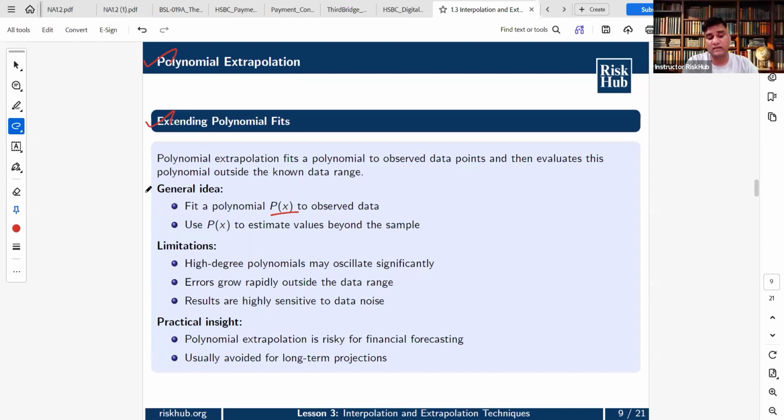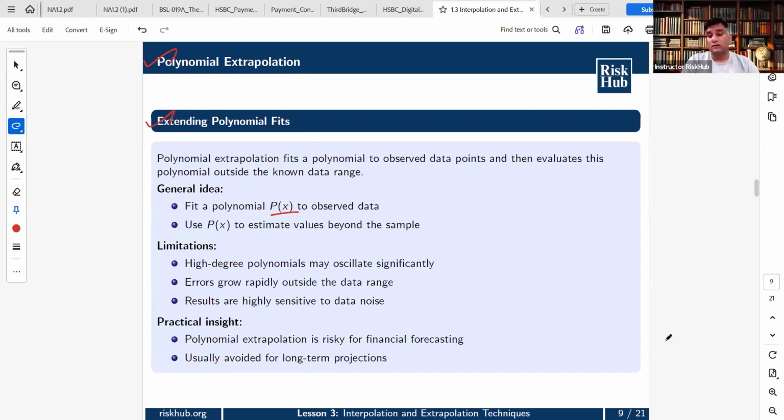Why? Because markets can have different things. If the market issue is regime change, the effect is the old trend stops working. If the market issue is structural break, the effect is the model becomes invalid. If the market issue is volatility shock, the effect is the smooth fitted curve fails. If the market issue is policy shock, the effect is interest rate projection breaks. So in real finance, polynomial extrapolation is usually avoided for long-term projection.